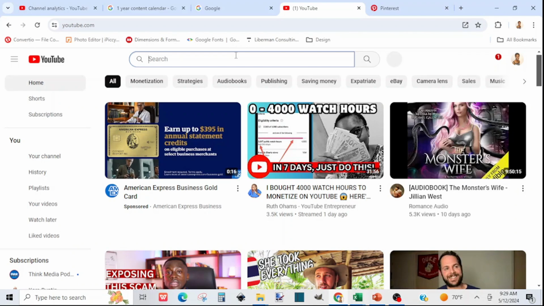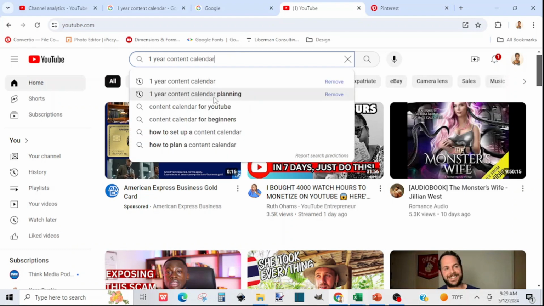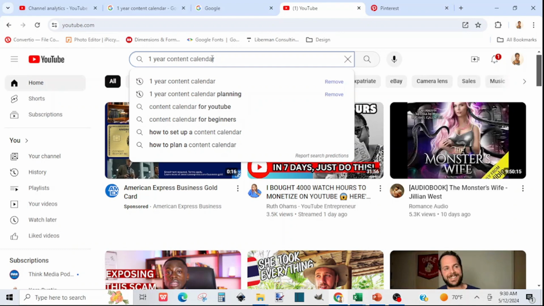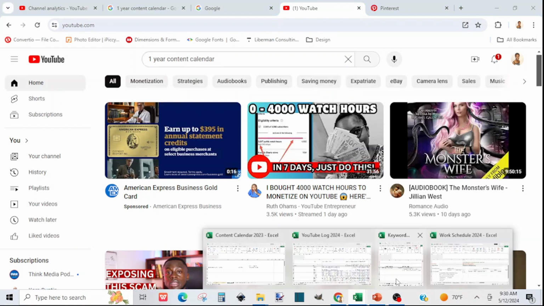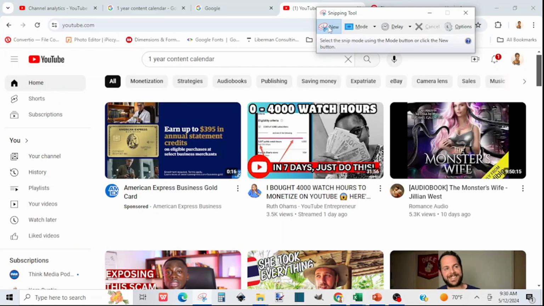Another way I like to do that as well is go to YouTube and put in 1 year content calendar. So: 1 year content calendar planning, content calendar for YouTube, content calendar for beginners, how to set up a content calendar, how to plan a content calendar. What I like to do here is take a screenshot, and then I will type what I think is related to what I'm trying to do. So 1 year content calendar planning is quite appropriate. Because on YouTube the search will disappear when I click out of it, I like to use a screen capture.